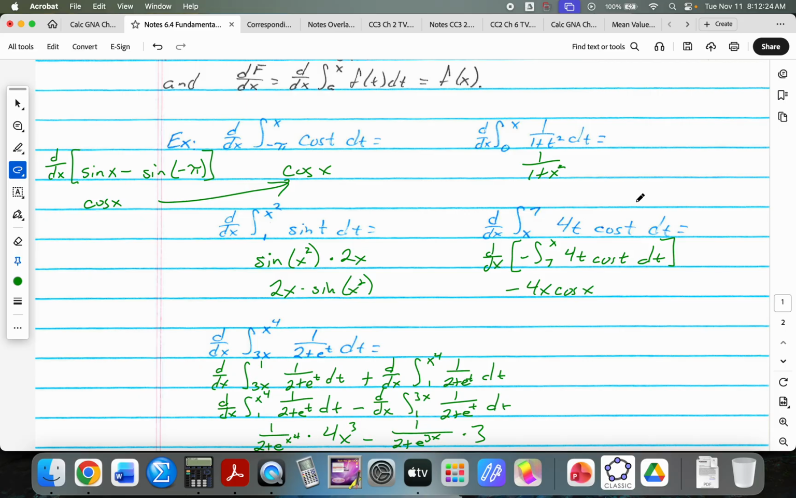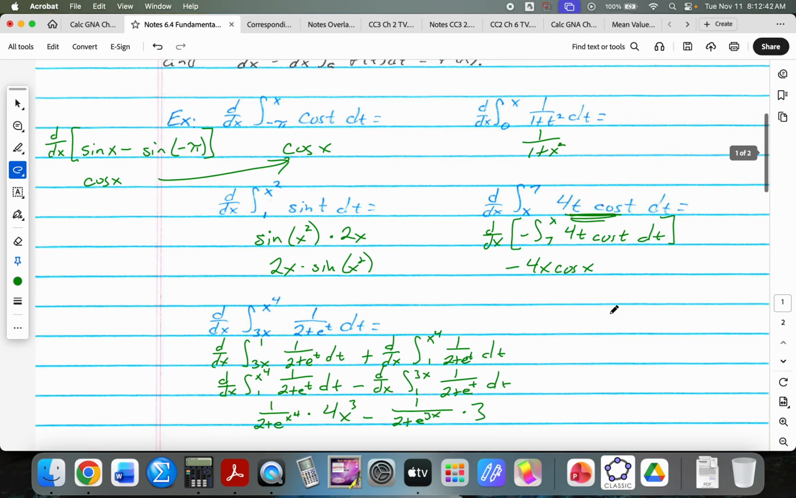The fundamental theorem lets you go, I don't care that I don't know the antiderivative for this. The derivative of this integral defined function is just this integrand at x. So that's actually the power of the first part of the fundamental theorem.